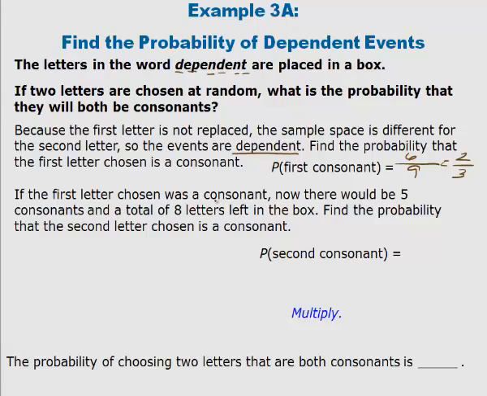Now, once the first letter is chosen, and we assume it's a consonant, there would be 5 consonants and a total of 8 letters. So, coming back up here, if we chose the first one, it was a consonant. So say it was D. Looking at this, we would have 1, 2, 3, 4, 5 left. 5 consonants are what we want. And notice there's only 8 letters left now because we're only considering these letters: 1, 2, 3, 4, 5, 6, 7, 8. Cross that off. That's not included. So 5/8.